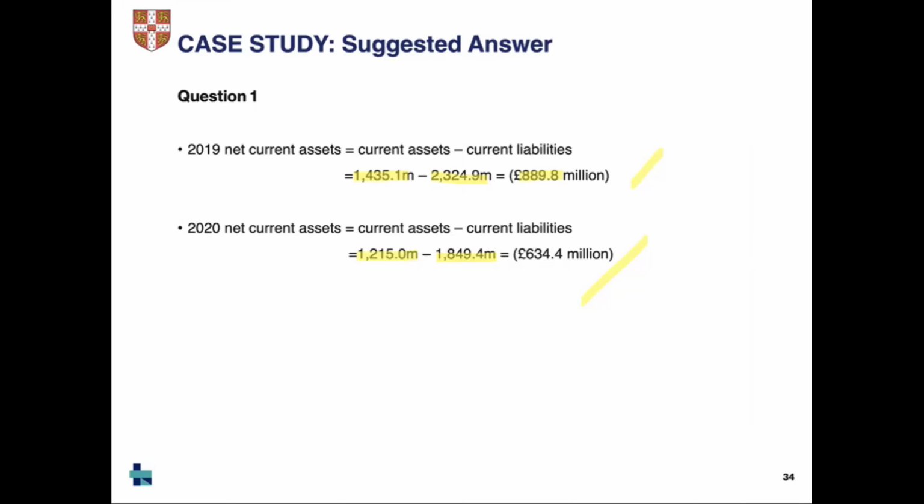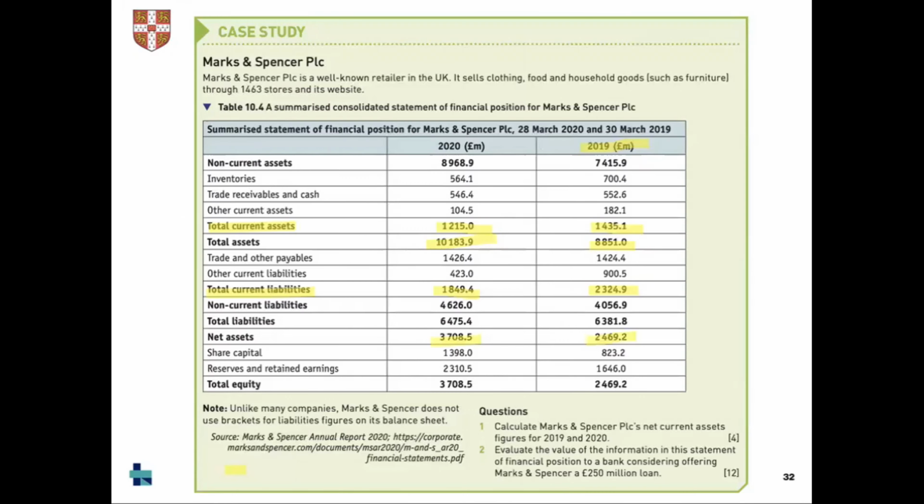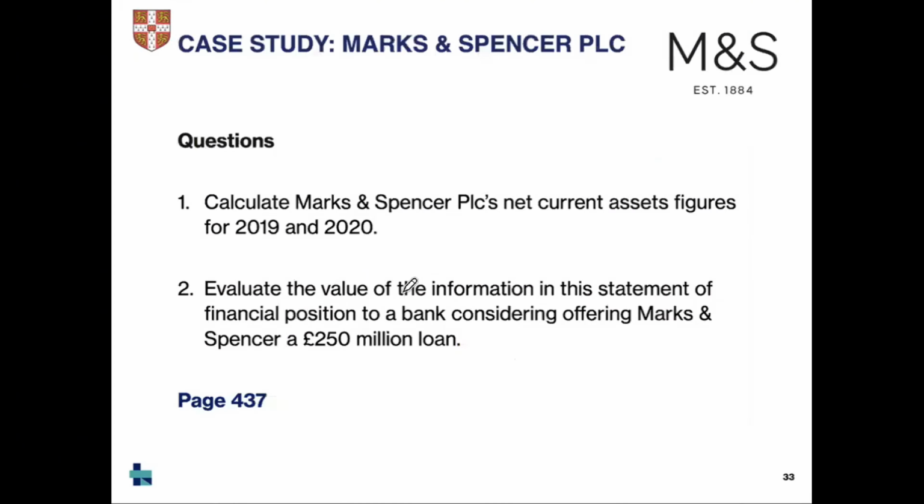All right. So let's look at question two. Question two says, evaluate the value of the information in this statement of financial position to a bank considering offering Marks and Spencer a 250 million pounds loan. So Marks and Spencer wants to take more loans. Already it owes more people in current liabilities than it has in current assets, but it wants to take more loans, and we are asked to evaluate.